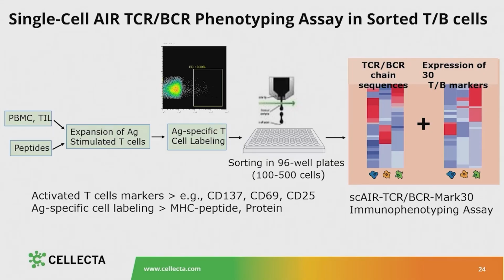You sort the cells into a 96-well plate. Each well has primers designed for the specific immune receptor, T cell or B cell, and 30 markers, which are top markers for immunophenotyping of T or B cells. You take the plate and keep it at -80 in the refrigerator. When you are ready, you just incubate this plate for 1 hour at 60 degrees, and after that you can mix the content of all wells together and run it as one sample to get all the information: full-length chain pairing information and expression of 30 markers.